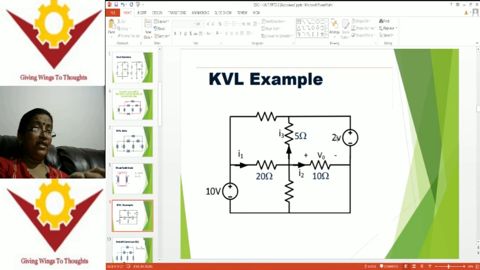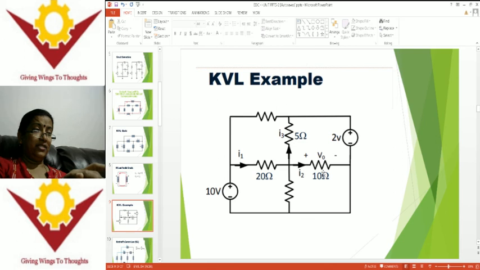In this way we can calculate unknown voltages in a particular loop by knowing some other voltages across the components as well as with reference to the voltage sources.